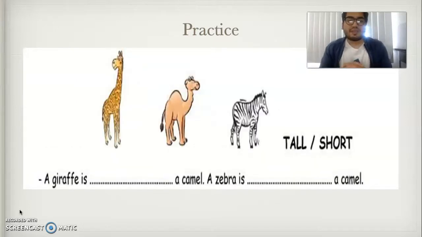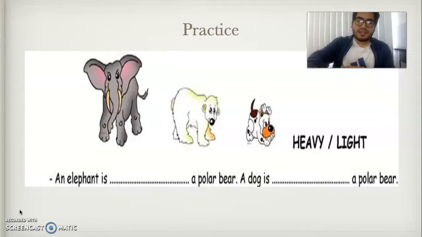The next one. A giraffe is tall, short. A giraffe is taller than a camel, and a zebra is shorter than a camel. Very good. Let's see the next one.